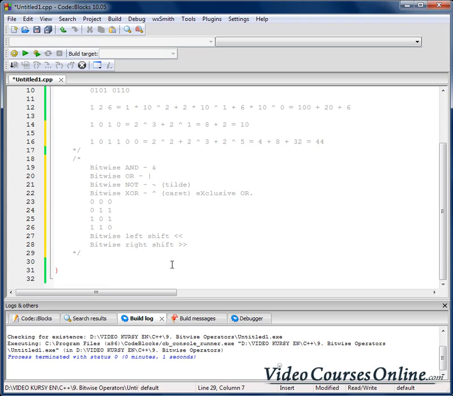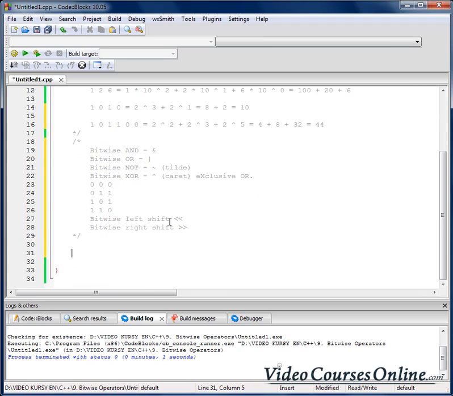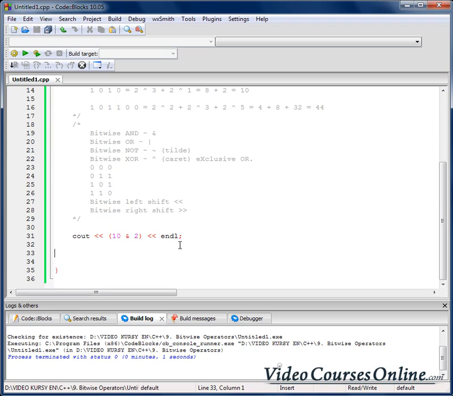Okay, now it's time to do some exercises. For example, cout 10 and 2, and we want to see what will be the output. Okay, let's do something like that. Look, normally 0, 0, 0 is just 0, right? If I want to change that thing to 10, let's do something like that.